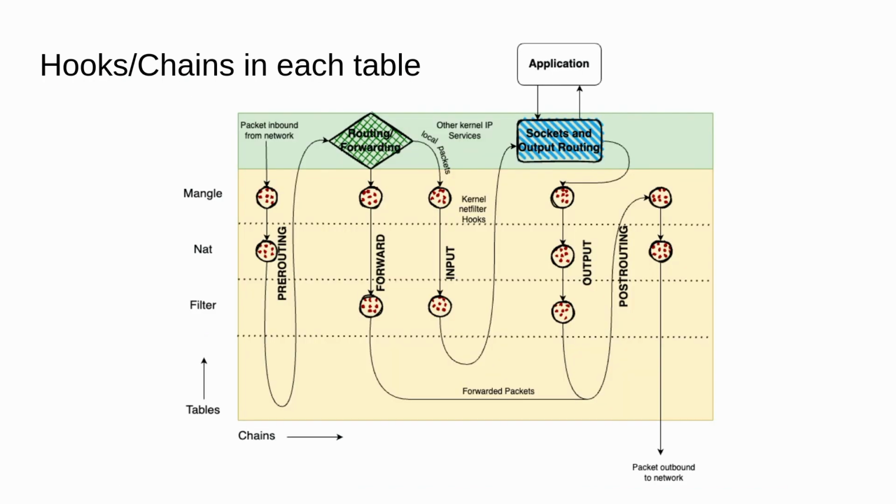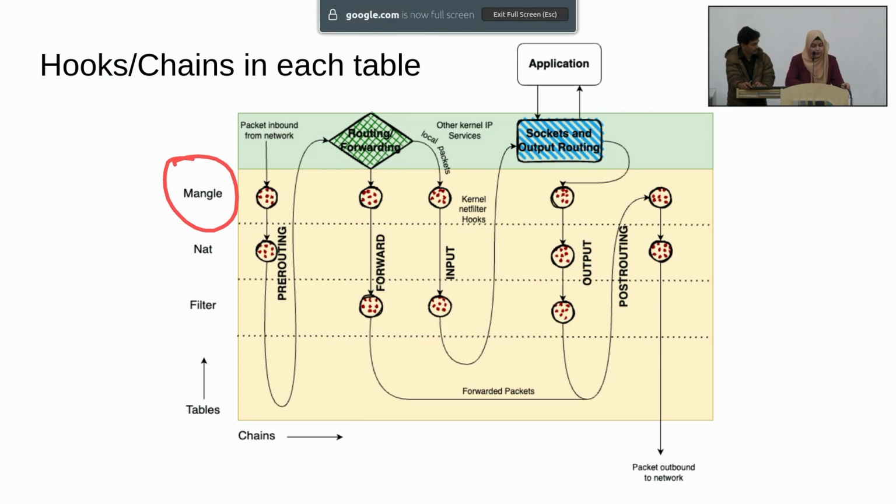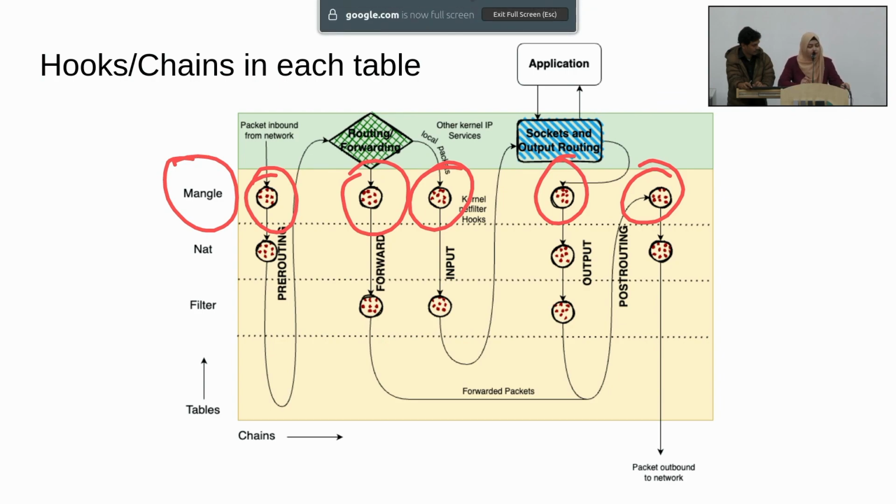One more thing to keep in mind is that not all the chains or hooks, the five hooks we have talked about, are available in all three tables. This is the relation between tables and chains. If we look at the mangle table here, it has access to the prerouting hook, the forward hook, the input hook, the output hook, as well as the post routing hook. So you can say it has access to all the hooks or chains.